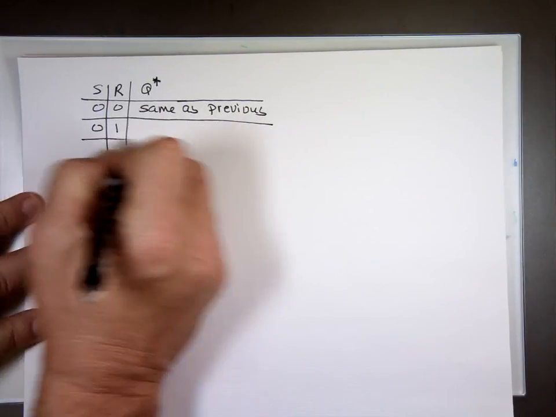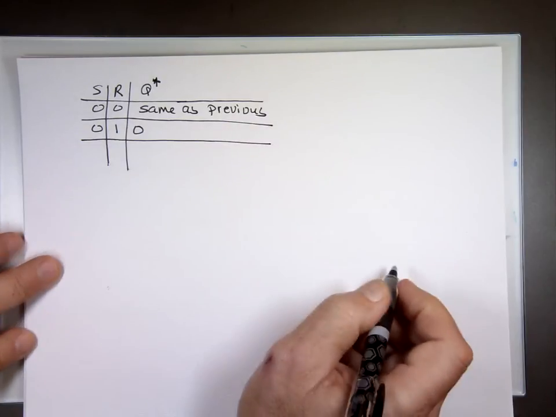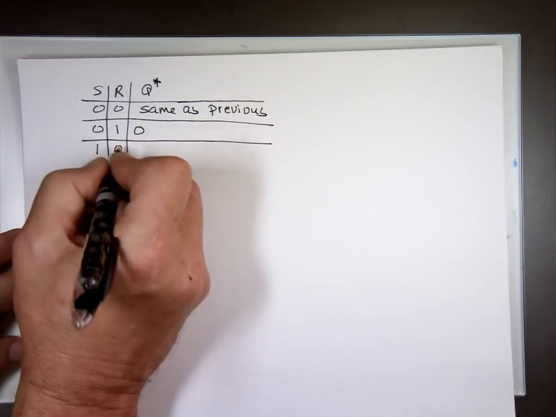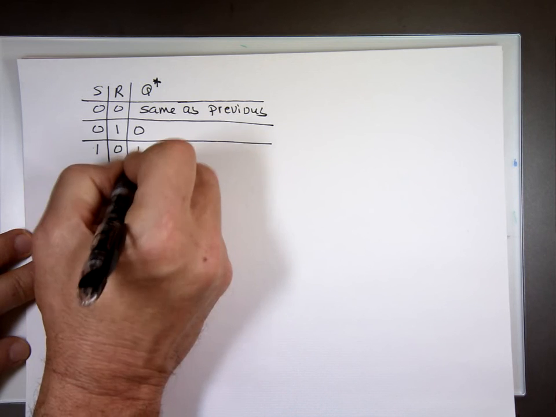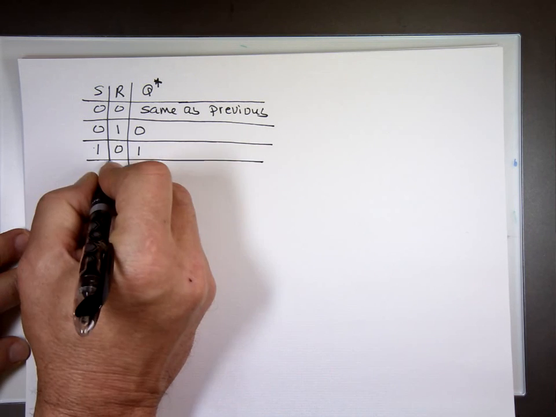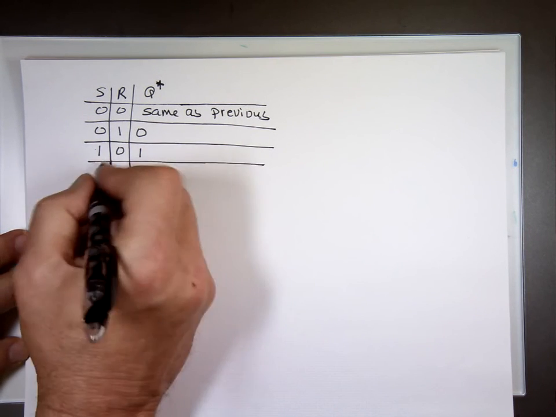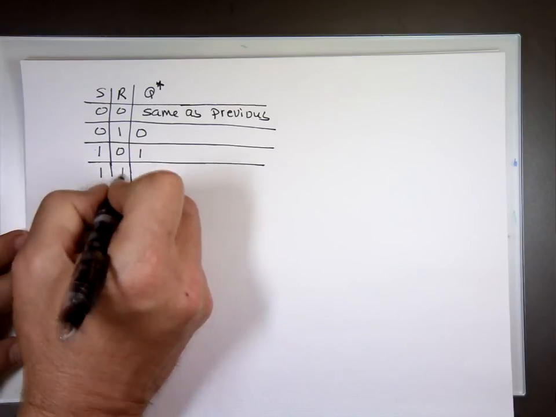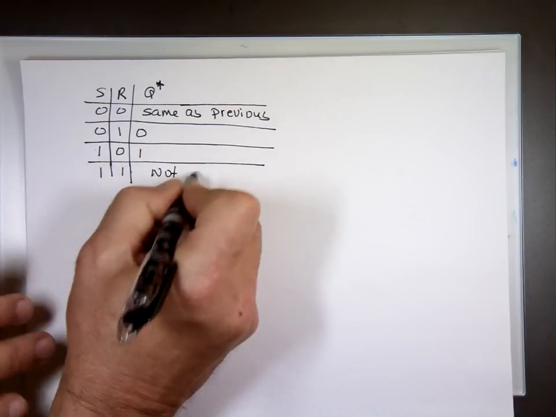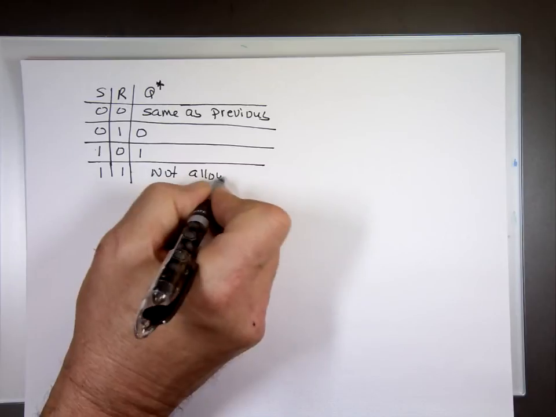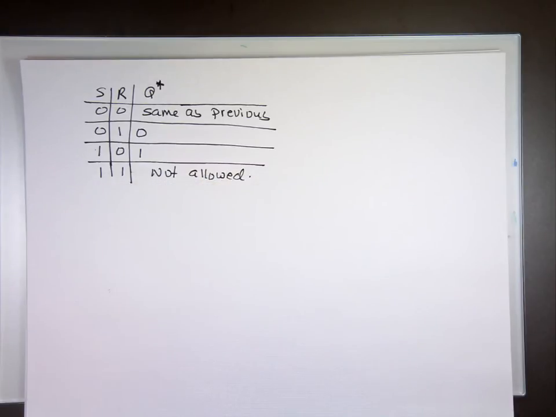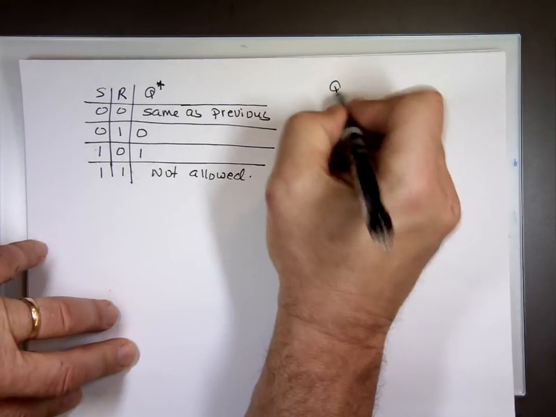It will go to 0. If it's 1, 0, it will go to 1, doesn't matter what the previous one was. And if it's 1, 1, that's not allowed. If you look at it, not allowed. So the excitation table for that, Q to Q next.